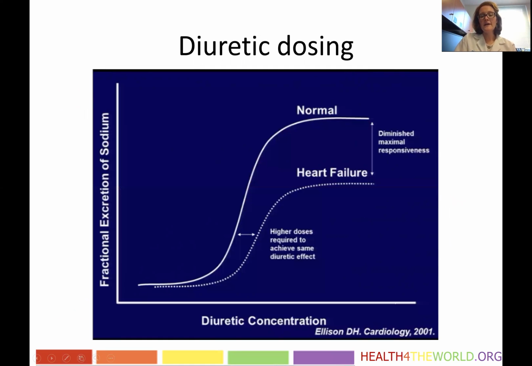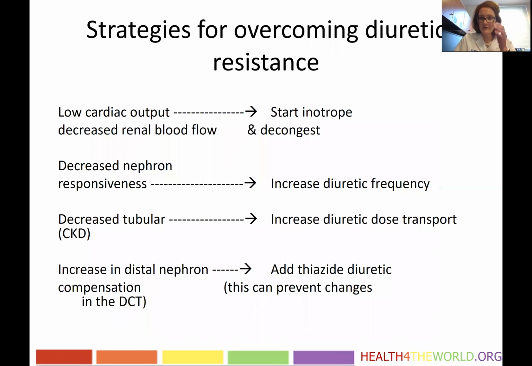Diuretic dosing in states of heart failure: higher doses are often required to achieve the same diuretic effect. So for a normal patient, at a given diuretic, we will see more diuresis than in a heart failure patient. Often patients with heart failure will have difficulty responding even to very high doses of diuretics.